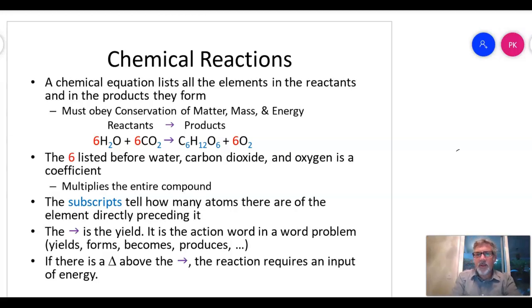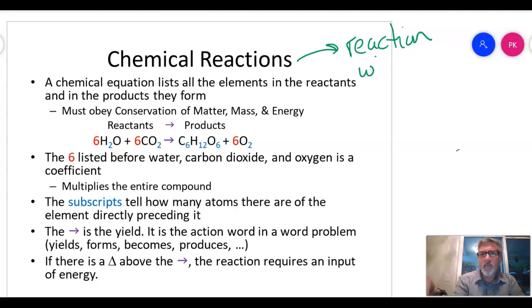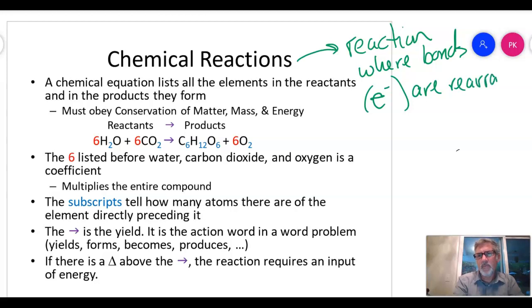All right, today we're going to talk a bit about enzymes, but we can't talk about enzymes without talking about chemical reactions. So a chemical reaction is a reaction where bonds, remember bonds are electrons, are rearranged. So if we take this classic reaction, this is photosynthesis.